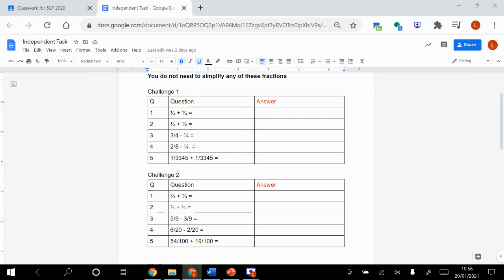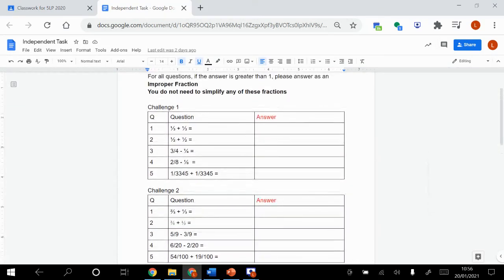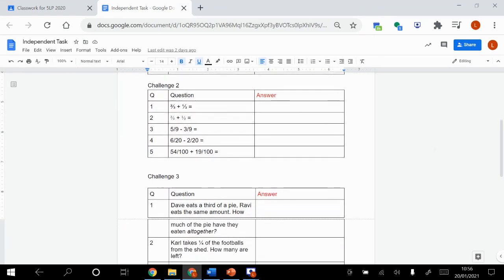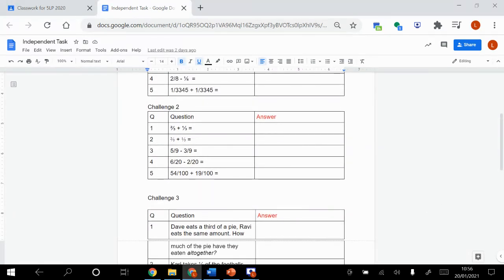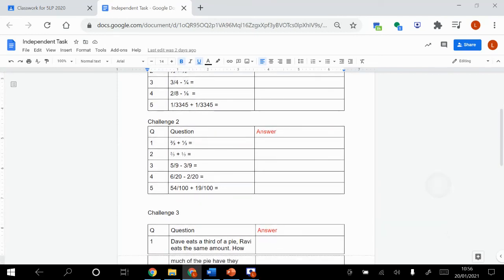Challenge 1 and challenge 2 are just addition and subtraction problems. Challenge 1 is very simple. Challenge 2 is a bit less simple, but still using the exact same rules as before. Okay, so you just need to write it out on a piece of paper to work them out. Some of them, or most of them, you'll probably be able to do in your head.